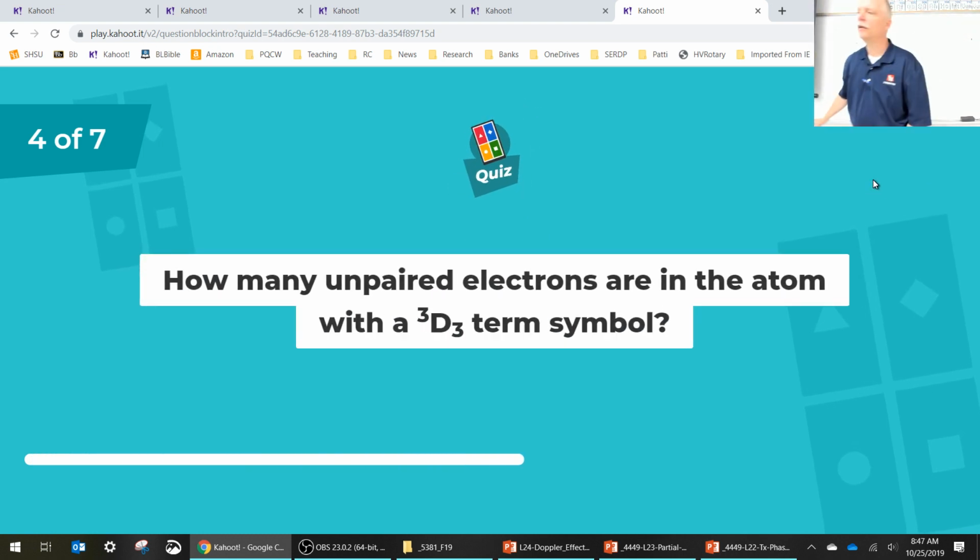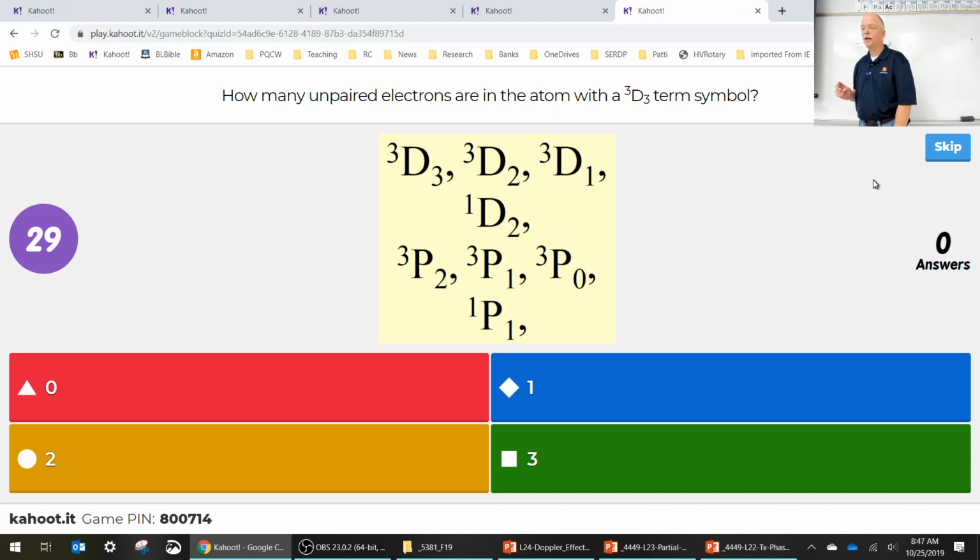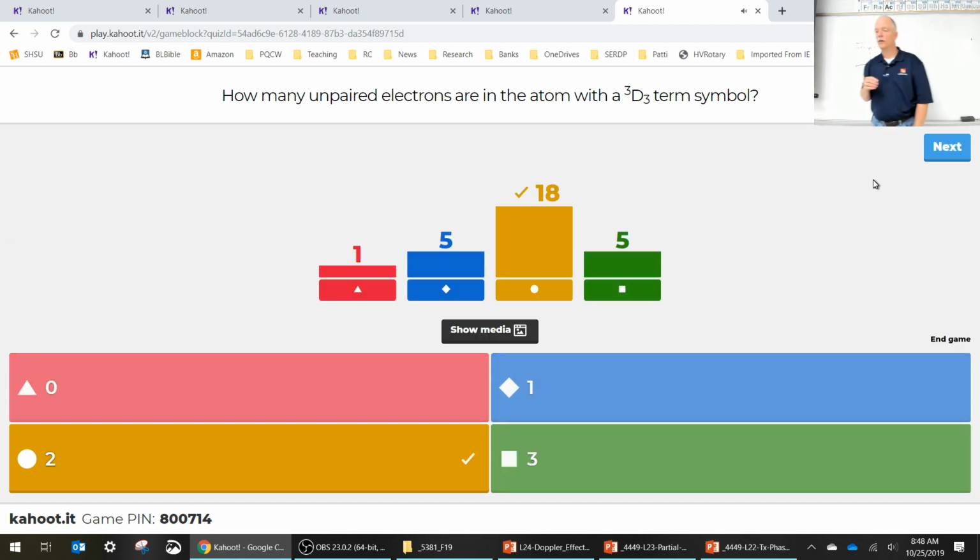How many unpaired electrons are in the atom with a triplet D3 term symbol? If I give you that term symbol, you should be able to tell me how many unpaired electrons there are. Doesn't matter what the element is. Zero, 1, 2, or 3. I wish I could pause it. Okay, 2.